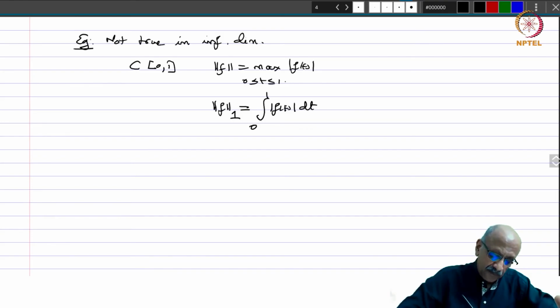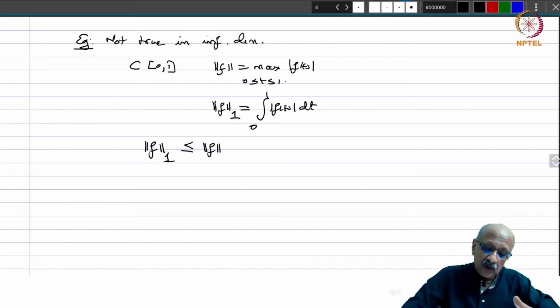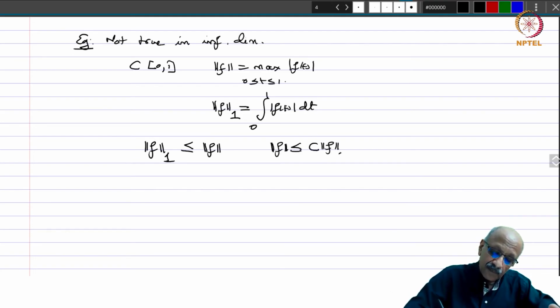Now first of all, norm f1 is the integral of mod f(t) dt. I pull out the mod f(t) as a supremum, so this is less than equal to norm f times the integral from 0 to 1 of dt, which is just 1, and therefore you have this. Now what about the reverse inequality? Can you write norm f less than equal to c times norm f1? Is this possible?